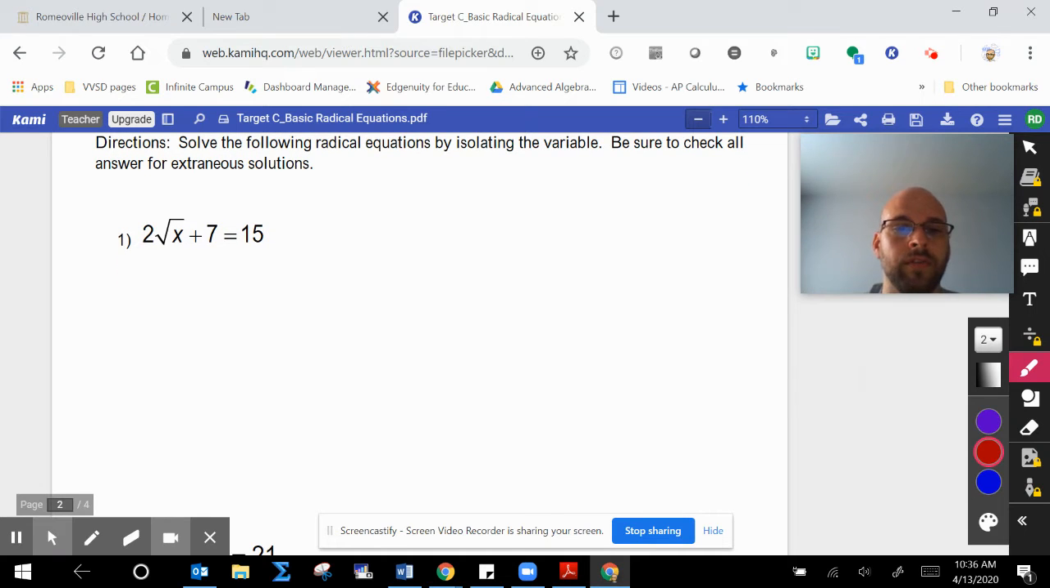Whenever we solve a radical equation, or any equation for that matter, we always are looking to isolate the variable. We're looking to get the variable all by itself. So we kind of use the reverse order of operations.